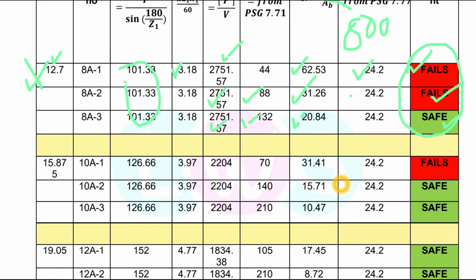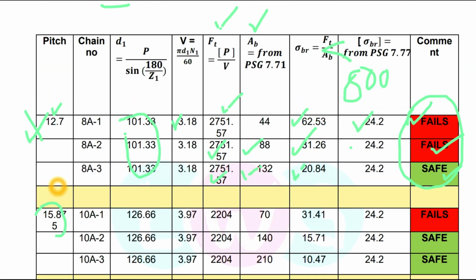Moving to the next, we will select our next chain number. Next chain after this 8, the next chain number is 10A1, 10A2, 10A3. Select this chain number, and for this chain number a pitch value is given, which is 15.875. Okay, the same formula will be there. Put here the pitch value and Z1 value 25, solve it. D1 you will get, V also you will get, same procedure, no changes.